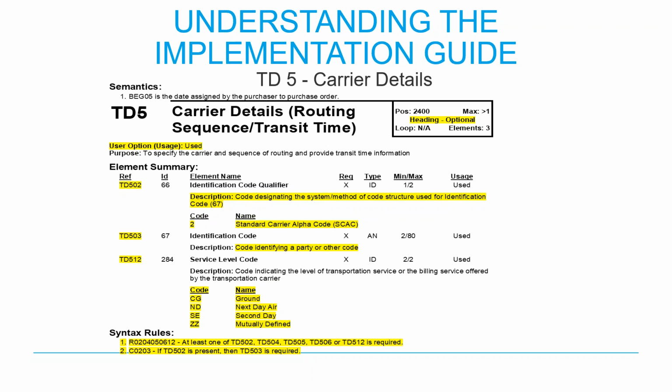Down below, there's some syntax rules. You will see that they're telling you that at least one of TD502, TD504, TD505, TD506, or TD512 is required. So in here, they're telling you they only want the TD502, 503, and 512. So if they're telling you that only one has to be included, you need to make sure that that TD502 is in there. Okay, and then it also says that if you send TD502, you have to send TD503. So you can't just send 2 with no stat code in the next record.